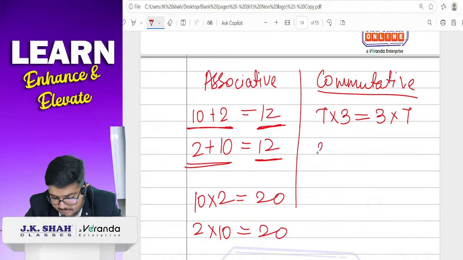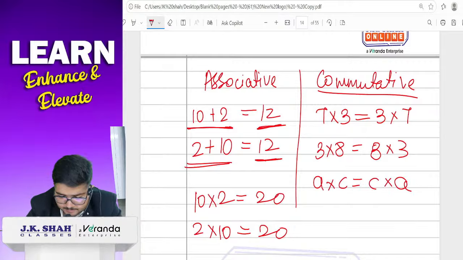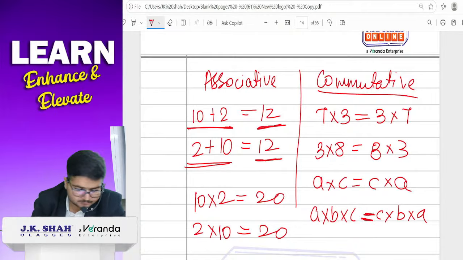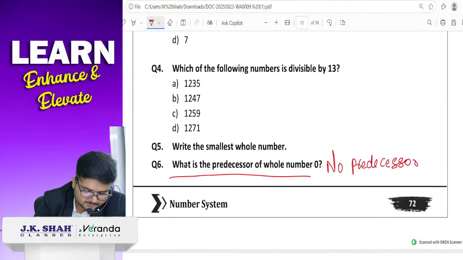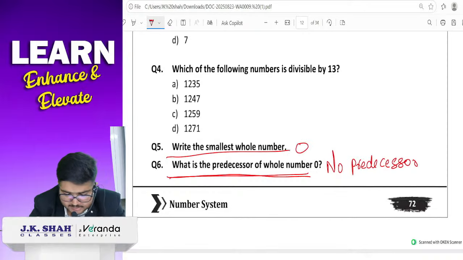It is like 3 into 8 is equal to 8 into 3. You are not finding out any answers. You just have to see A into C is equal to C into A. If it is 3 variables, A into B into C equals C into B into A. Both are equal. Understood? This is the difference. So what is the predecessor of whole number 0? No predecessor. What is the smallest whole number? Obviously 0.